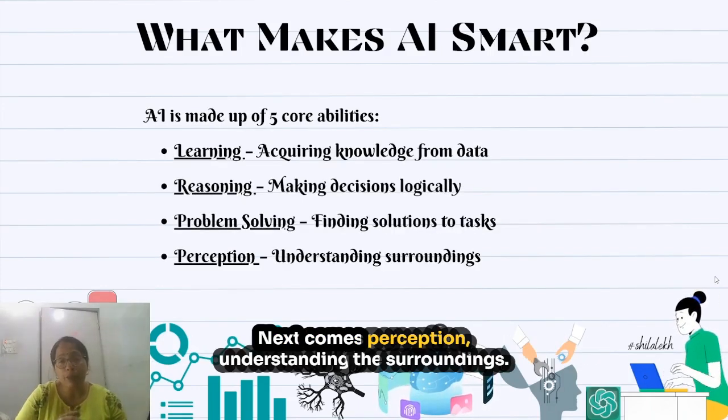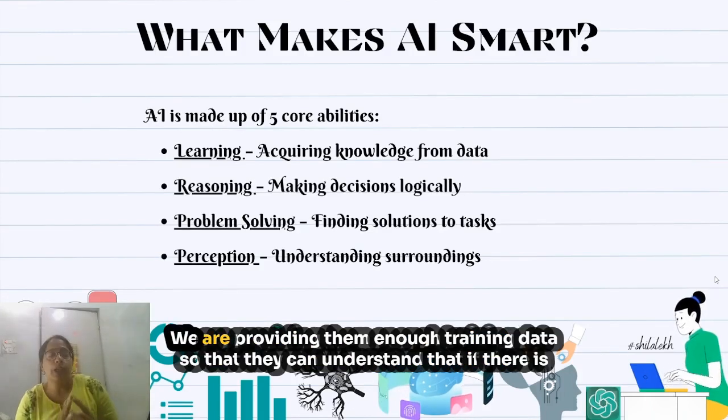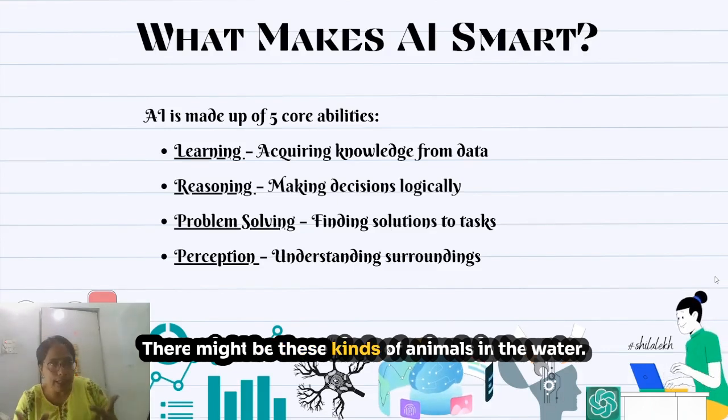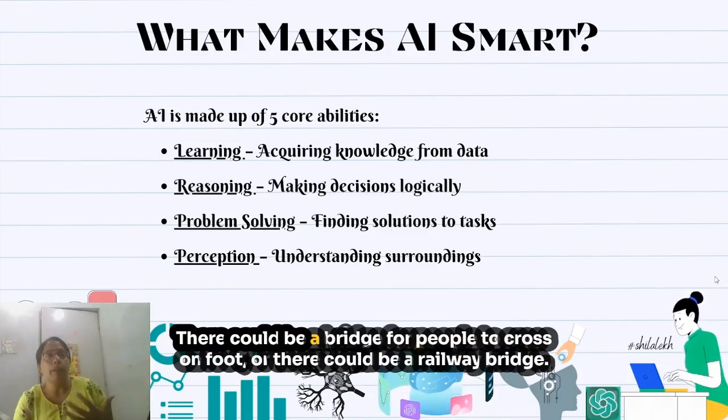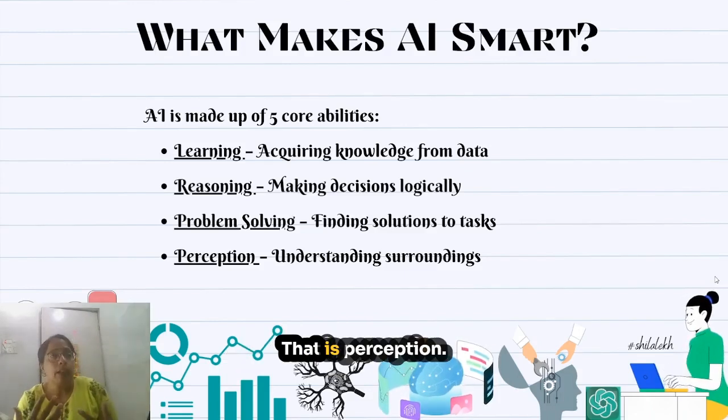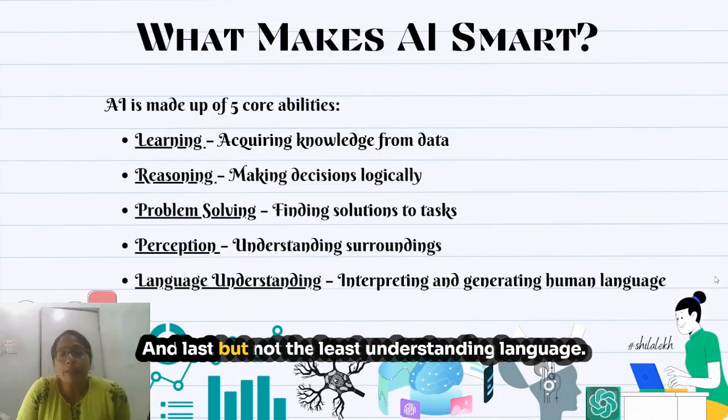Next comes perception, understanding the surroundings. We are providing them enough training data so that they can understand that if there is a river, then there might be boats around it, there might be these kinds of animals in the water, there could be a bridge for people to cross on foot, or there could be a railway bridge. That is understanding the surroundings and the context. That is perception.